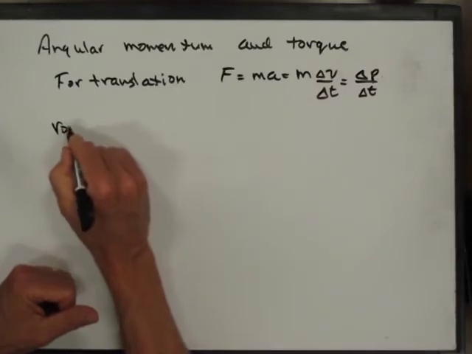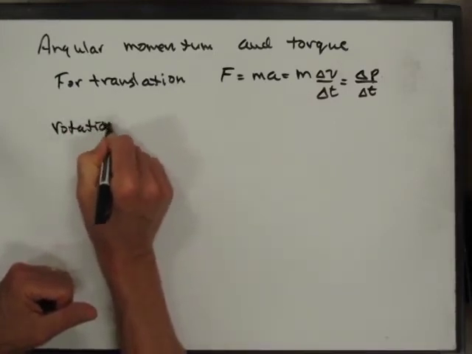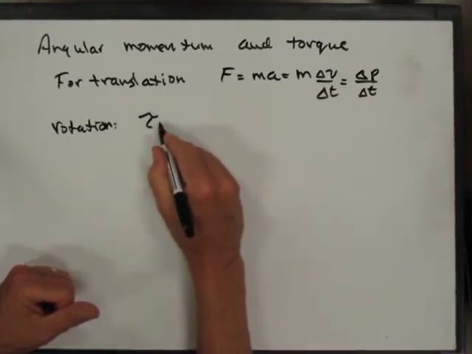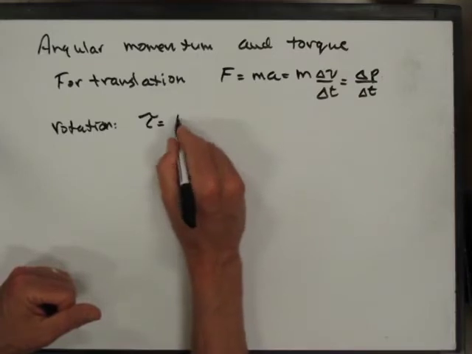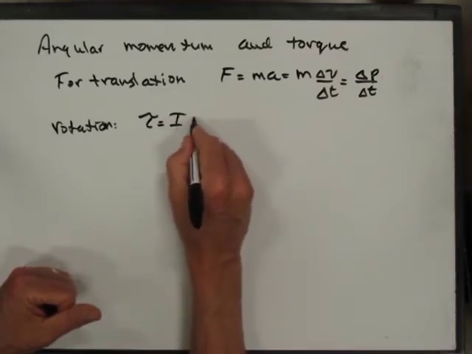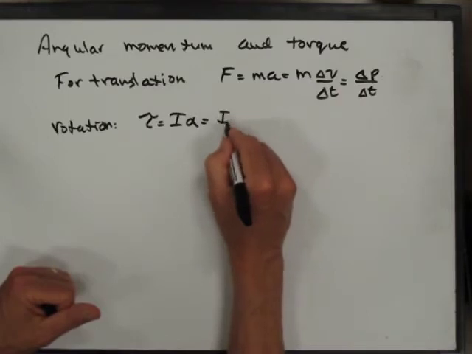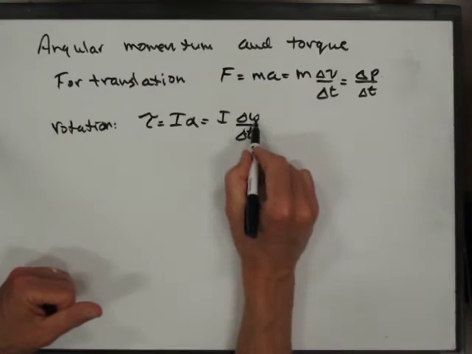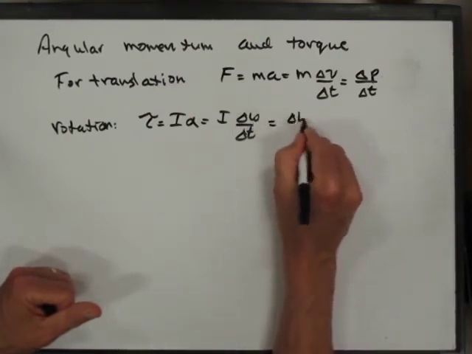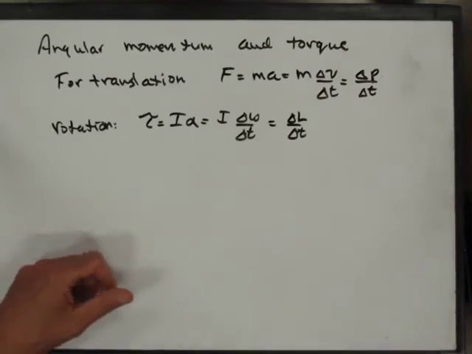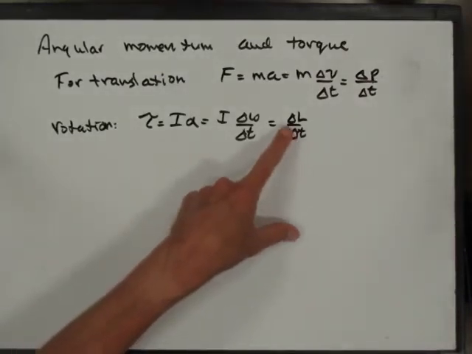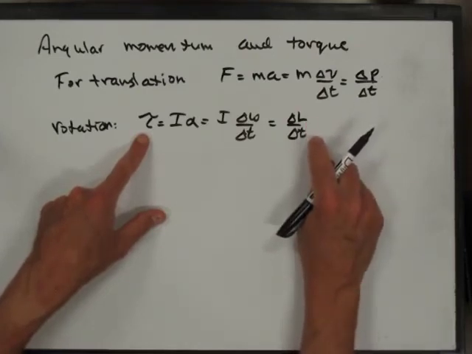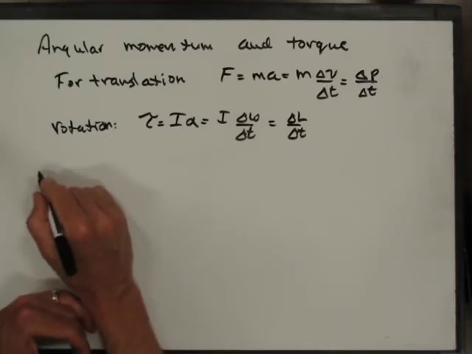For rotation, we replace force with torque, and we replace mass with rotational inertia and a with alpha, and so that gives me I times delta omega over delta t. But we already said that I times omega is the angular momentum, and so this is just delta L over delta t. And so this is how the angular momentum is related to the torque. The torque causes a change in angular momentum. And so we can just do an example.